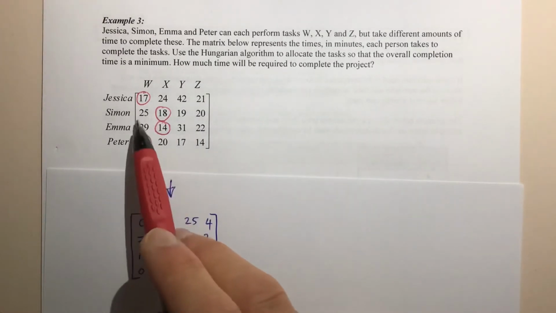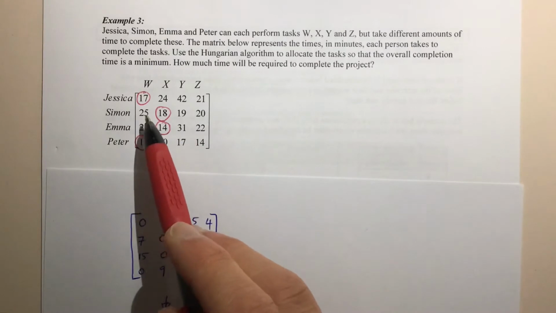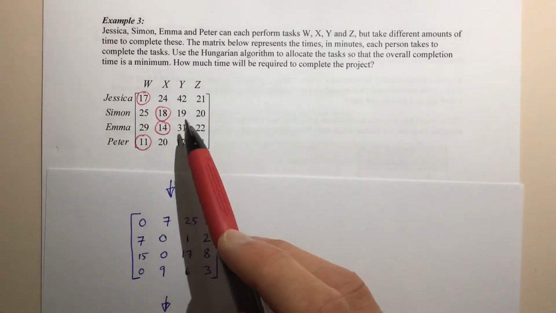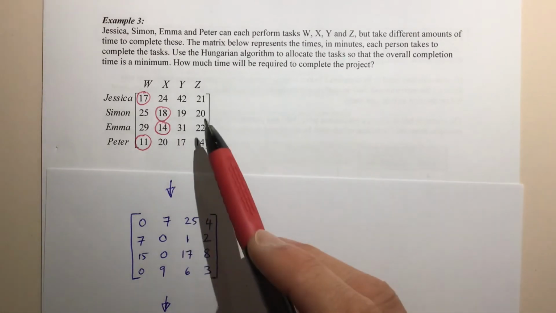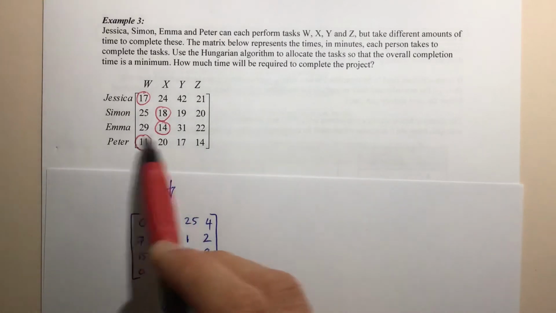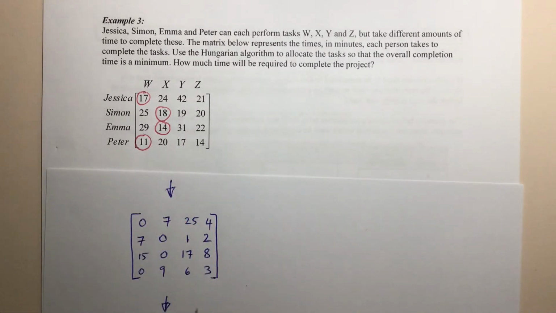For the second row, we've taken away 18 from each number. So 25 take away 18 gives 7. 18 take away 18 gives 0, 19 take away 18 gives 1, and 20 take away 18 gives 2. And we've done the same thing for the third row and the fourth row. We've subtracted 14 and 11 respectively from each of those numbers.